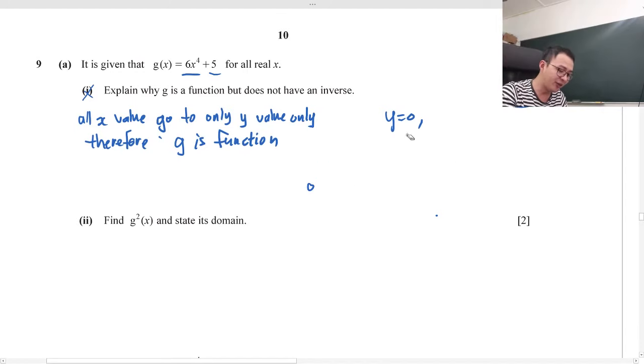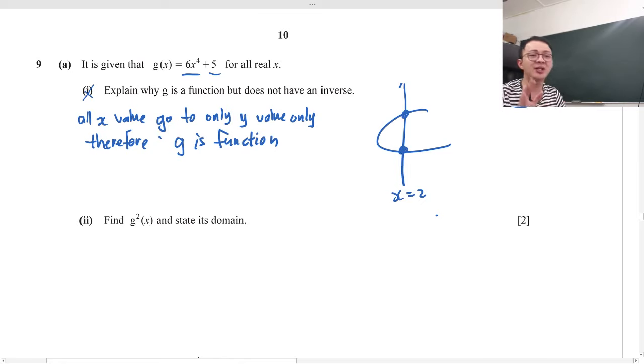However, if you have a graph like this, you can see one x value, let's say x equals 2, you have 2 different y values, right? This one is not considered a function because you have more than 1 y value. So therefore this is what I'm saying. All the x values will go to only one y value. So therefore g is a function.